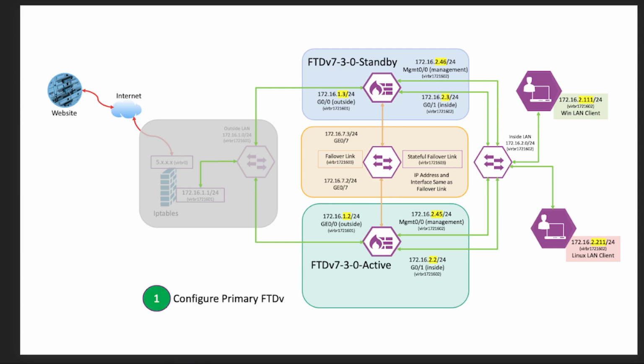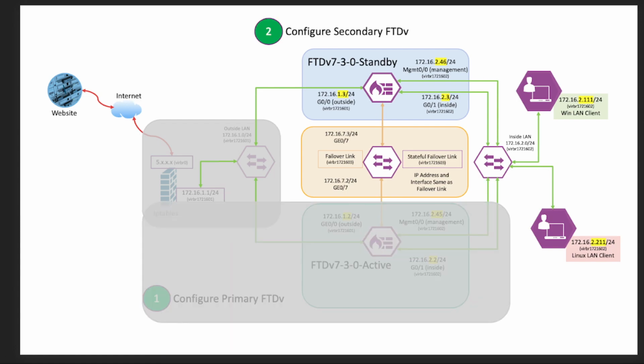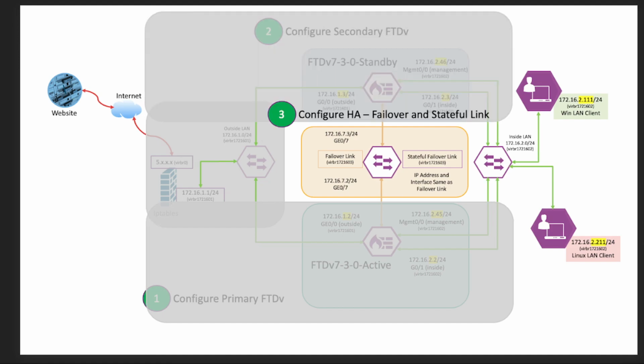So the first thing we're going to do is to configure the primary FTDv, the primary device or the active device, followed by the secondary FTDv, the secondary device or the standby device, and then we'll go ahead and configure the failover and the failover stateful link.